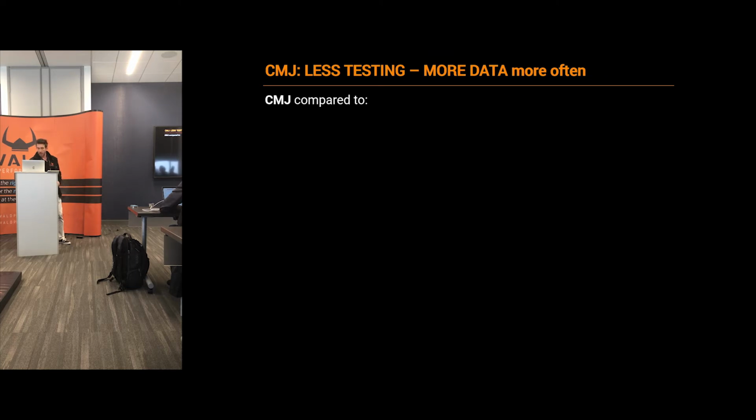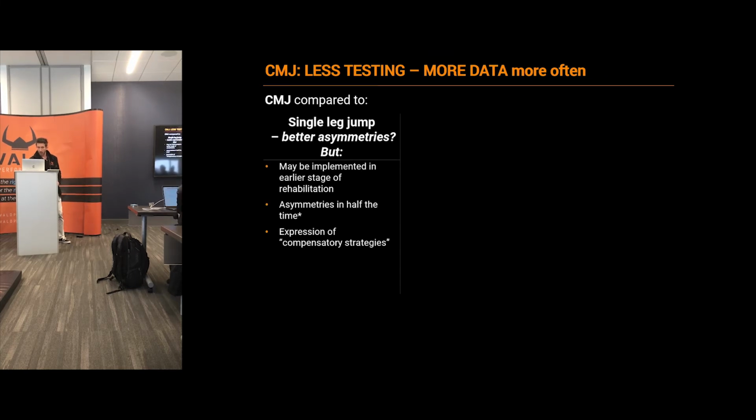So echoing Daniel's point around CMJ as being a means to get more data and maybe more often. I like the concept, for example, of Ben Rosenblatt at GB Hockey, who was having the hockey players leading up to Rio doing one jump a day. So every day, and in fact he didn't even test them, he got them to test each other.